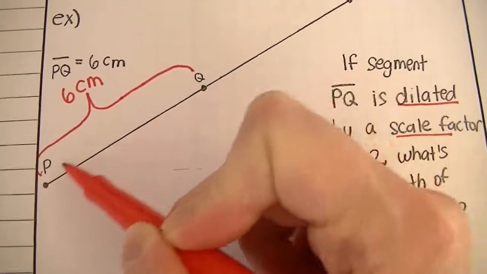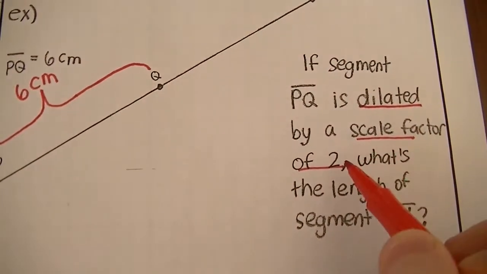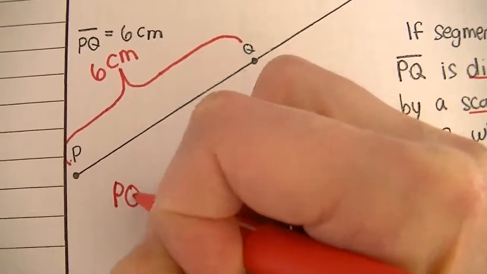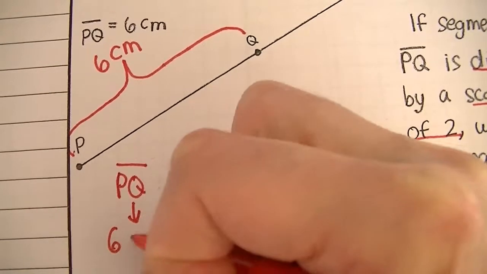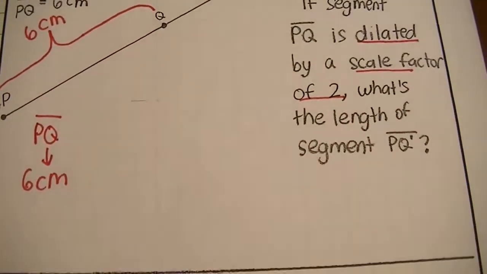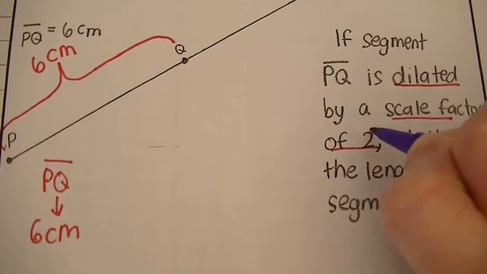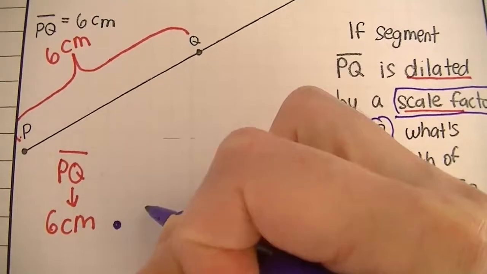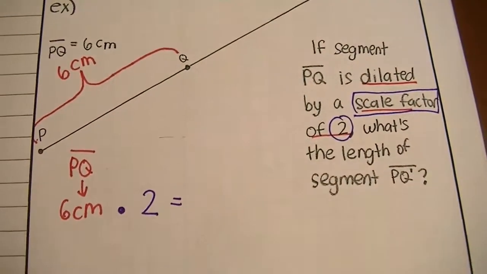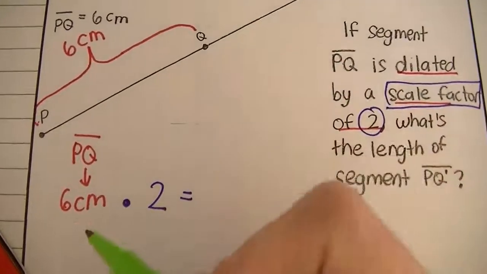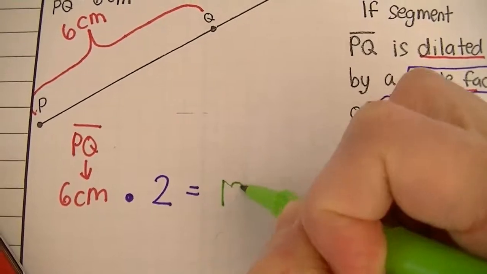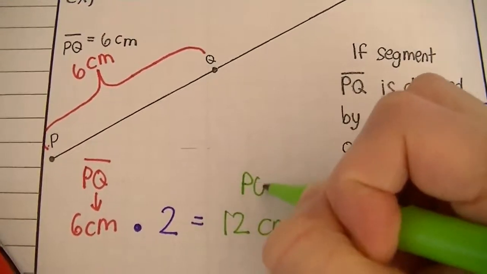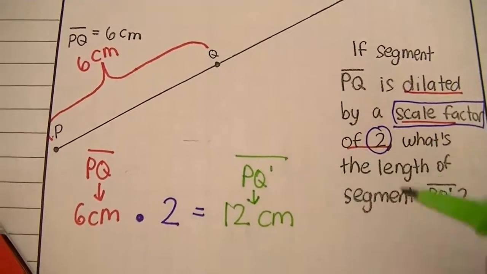So here was the original figure. It was 6 centimeters, and it's dilated by a scale factor of 2. So all that we would have to do is take that segment PQ, that value was 6 centimeters, and since the scale factor is 2, and we're supposed to multiply by the scale factor, you would literally multiply that 6 centimeters by 2 in order to get your new length, your segment PQ prime. So 6 multiplied by 2 is 12. So therefore, segment PQ prime is equal to 12 centimeters in length.